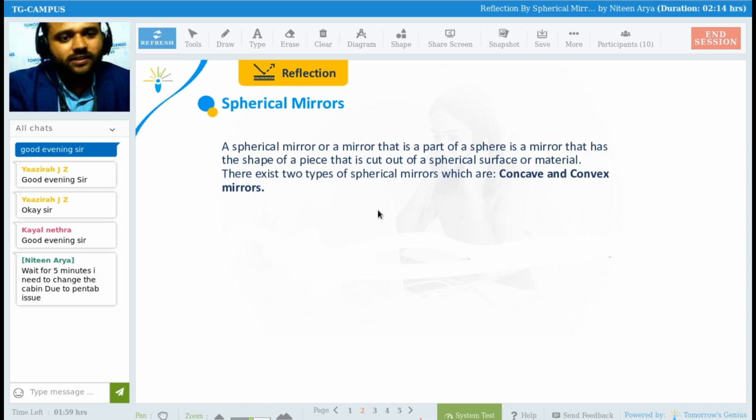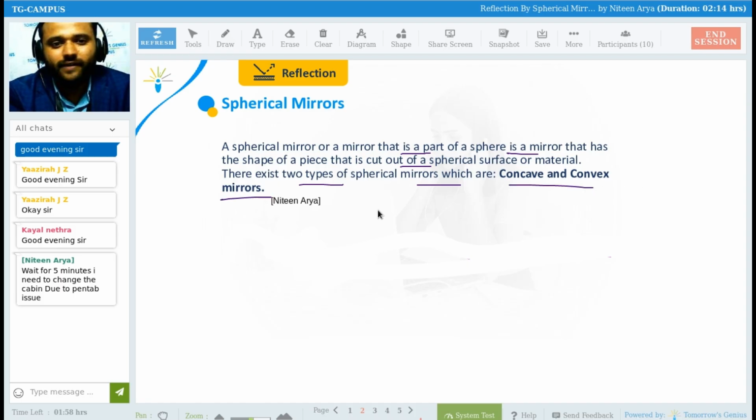This is all about your real mirror. We already learned about mirrors in great detail in class 10th itself. So that is a spherical mirror. We start with this spherical mirror. A spherical mirror is a mirror that has the shape of a piece that is cut out of a spherical surface or material. There exist two types of spherical mirrors, which are convex and concave. Very simple, very easy, very basic.